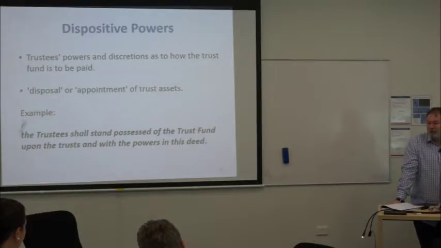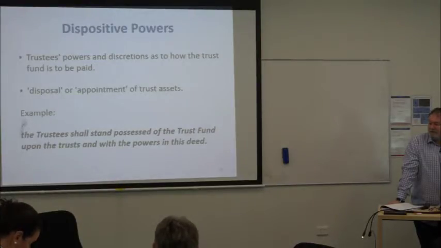But it's important to understand, in particular where there are perhaps claims or litigation issues arising and people talk about power of appointment, are they talking about the right thing in the context of the issue at hand? An example of a dispositive power I've got there from a clause: the trustee shall stand possessed of the trust fund upon the trust and with the powers in this deed. So that gives the trustees the power of appointment of trust assets. So that's a fairly important distinction when you're drilling down to the subtleties of trust law or estate law. Who gets the powers to deal with the assets?